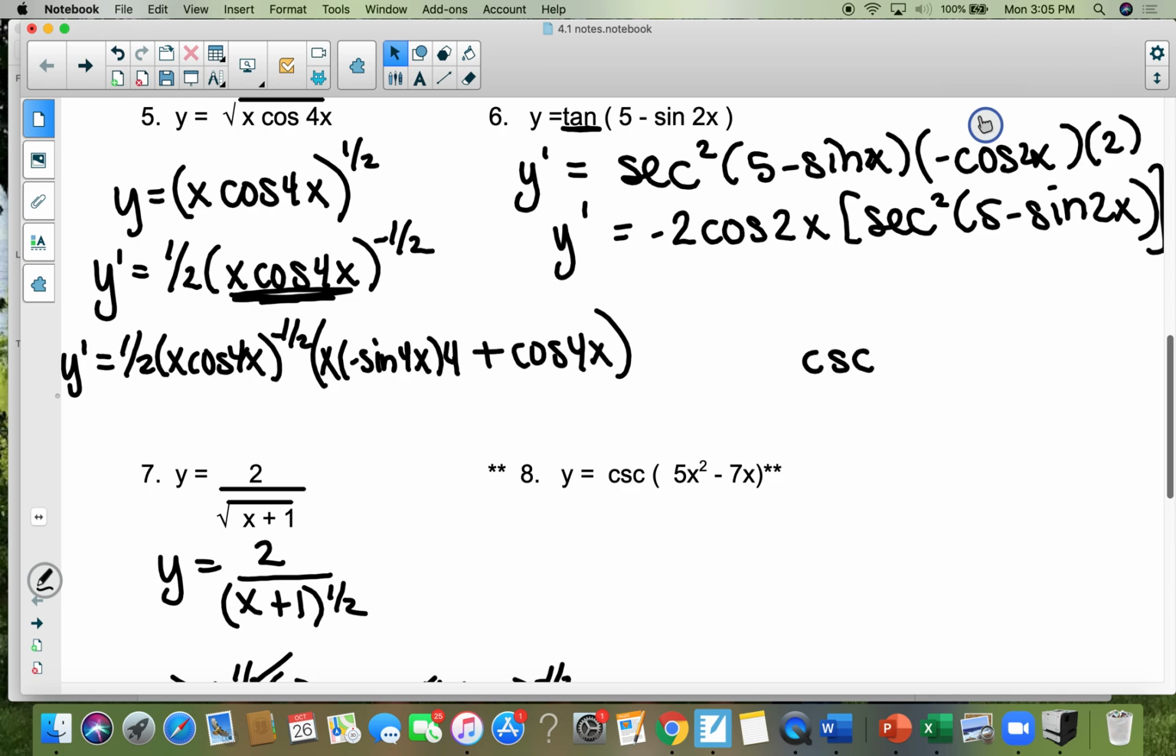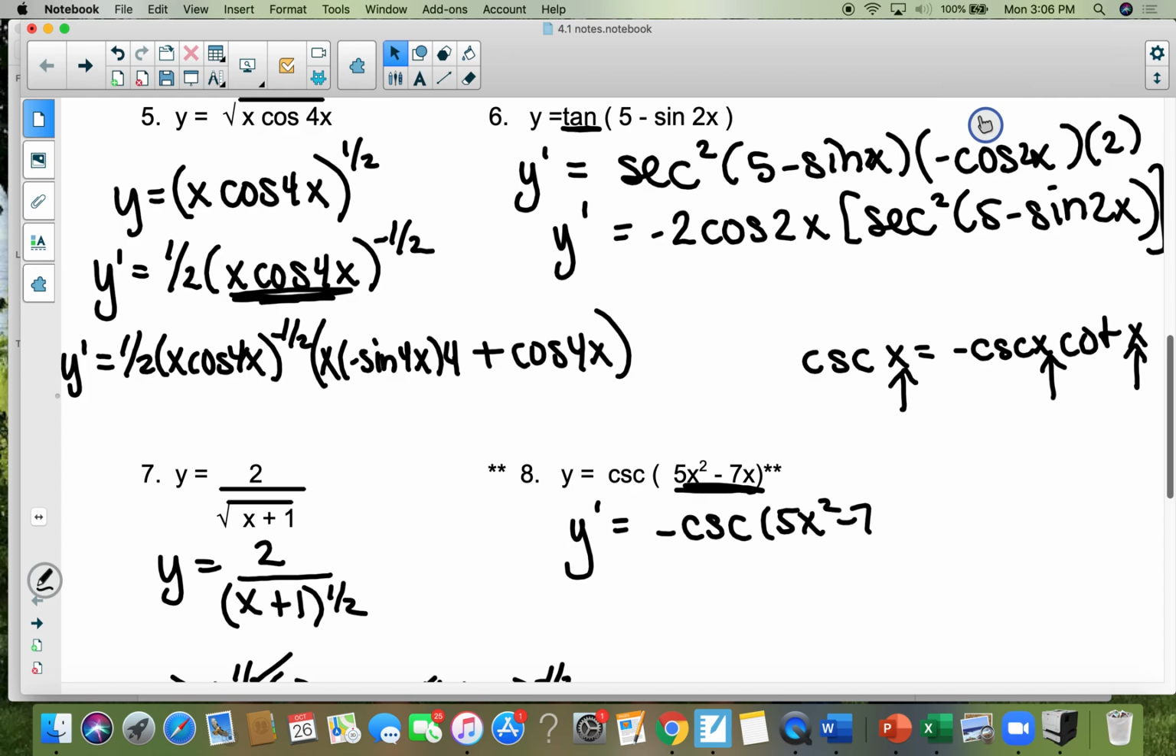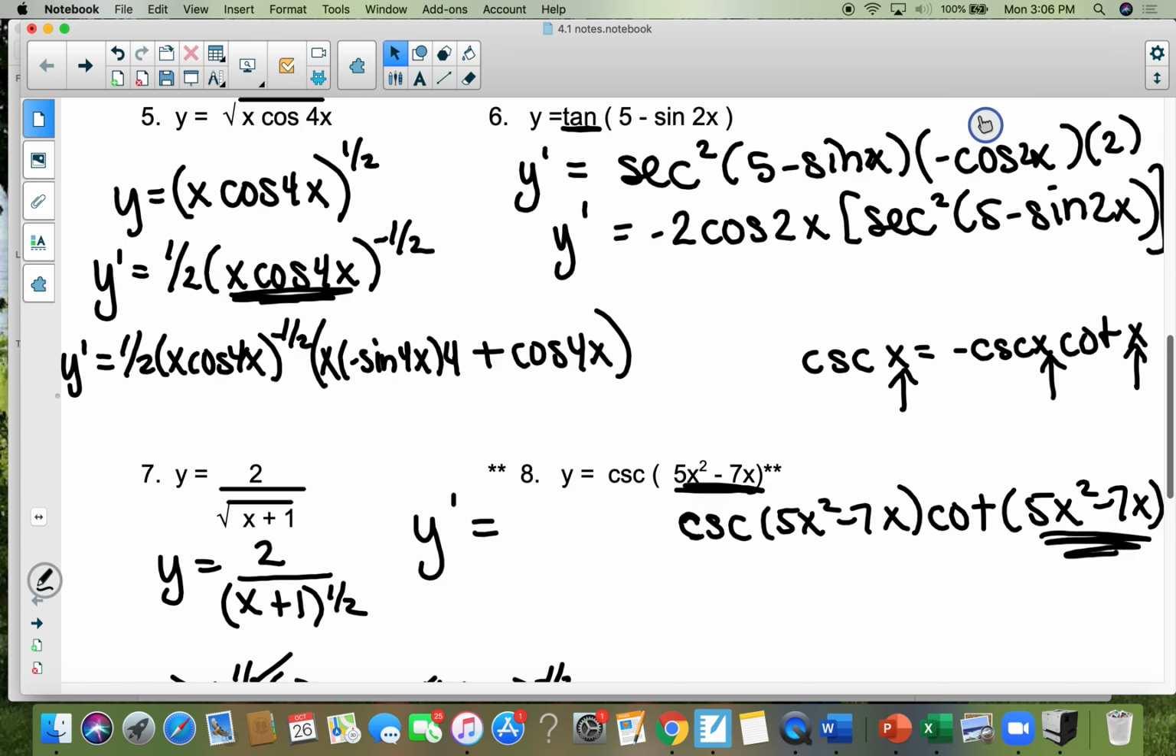The last problem, remember the derivative of cosecant of x? Remember the derivative of that is a negative cosecant of x, cotangent of x, but do you notice that that's an x? But look at the x is no longer an x anymore. The x is that huge thing. So when you do the derivative, you know it needs to be a negative cosecant of 5x squared minus 7x times the cotangent of 5x squared minus 7x times the derivative of this, which is 10x minus 7. So this needs to be a negative 10x minus 7. Remember, it needed a negative sign in the front of it too.